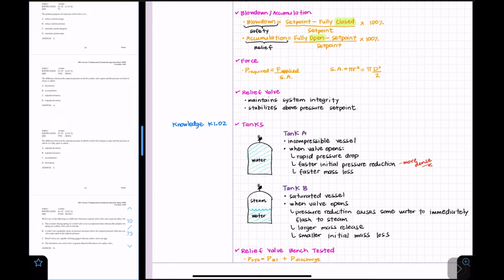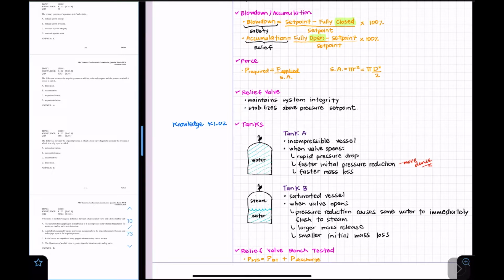So let's jump right into tanks. So we're gonna take a look at tanks. So we have two tanks, and they're gonna give us these problems where we're gonna have two tanks. One of the tanks is gonna just have water at a certain pressure, and this is what they call an incompressible vessel or incompressible fluid. And an incompressible fluid is a fluid where the density does not change with changes in pressure. But there are no incompressible fluids.